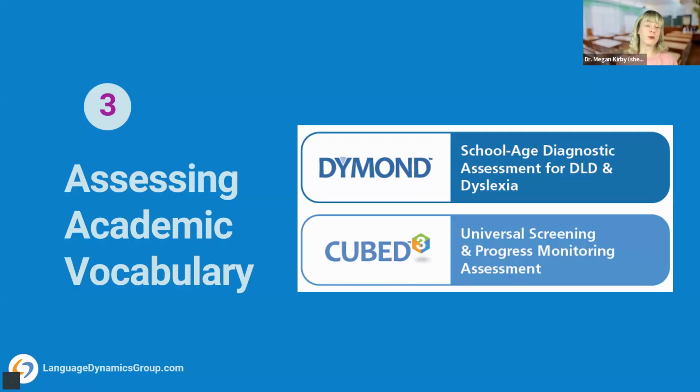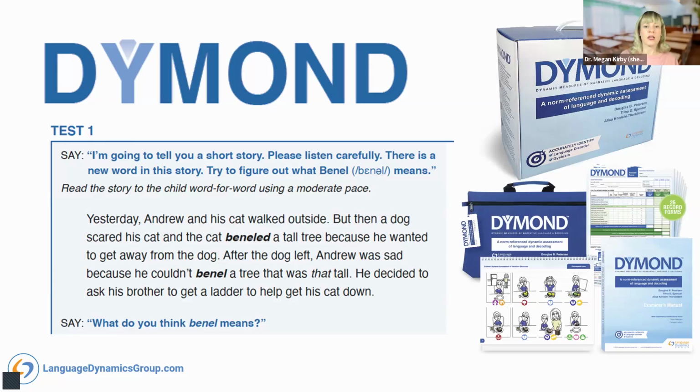So the cubed, when I get there, is a great assessment for program evaluation. But let's start off with the diamond, which is a school age diagnostic assessment. Keyword diagnostic, in terms of clinical diagnostic, educational services to identify whether a student has dyslexia and or DLD. In the diamond, one of the subtests is a test of inferential word learning. This is just an example of how the test is presented. There's a brief story and you would read it to the student.